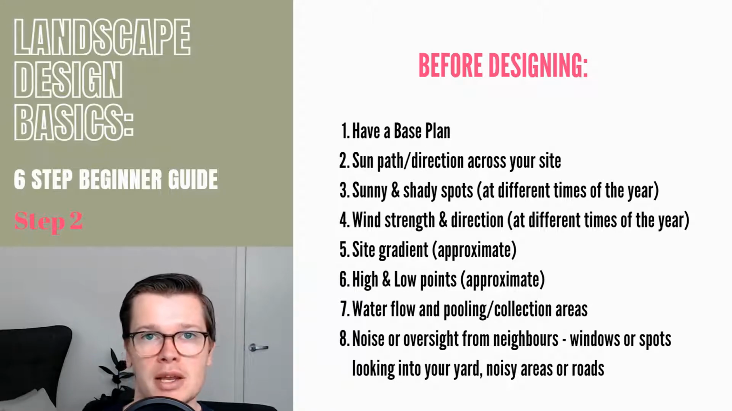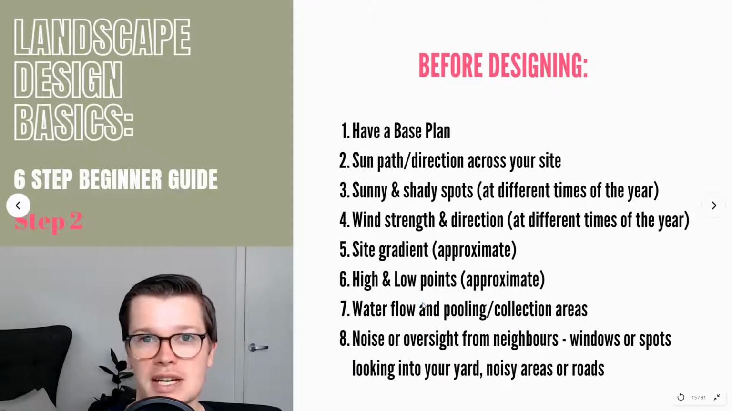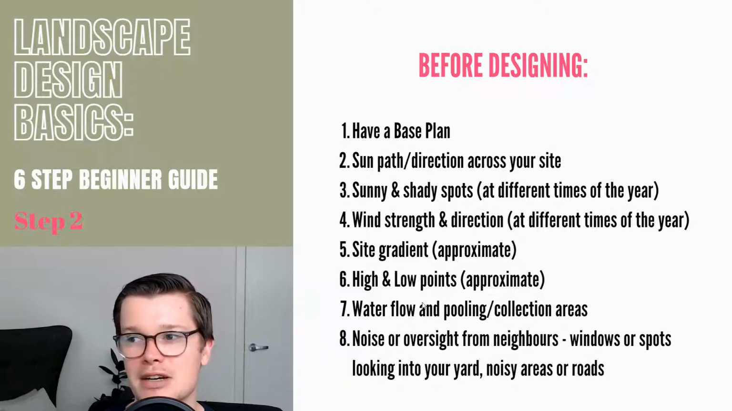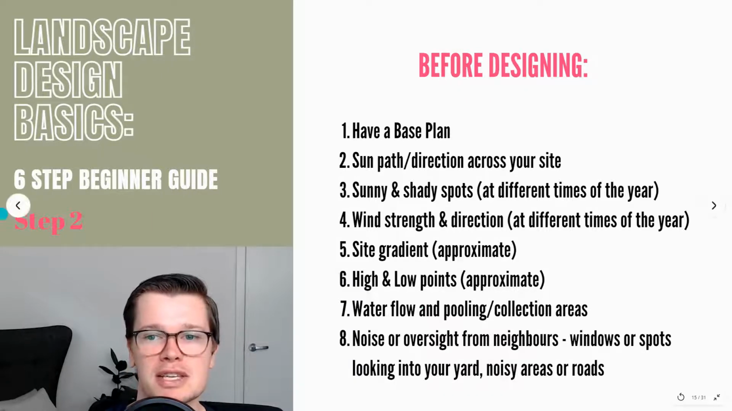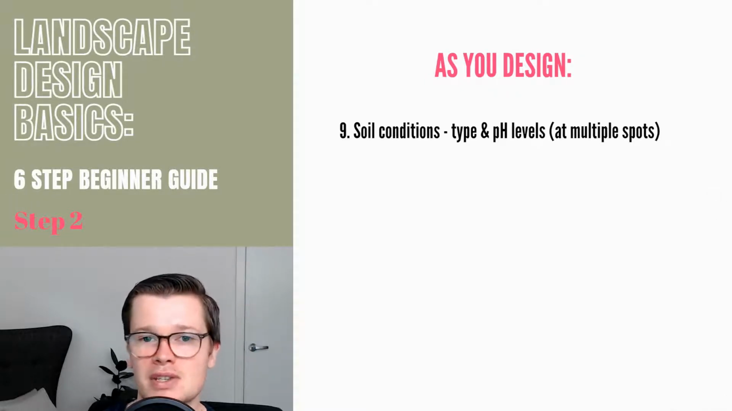So I'm not talking about the little nitty-gritty details. I'm talking about, well, you want to put an entertaining area over there, but it turns out that neighbors look directly into the yard, or maybe that's the lowest point in your yard, so that's where water is going to collect, or maybe it's really noisy, right? So these are useful things that you can know right off the bat to help you when it comes to positioning things as you design.